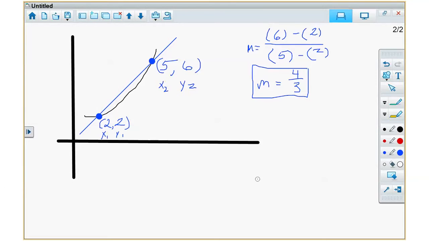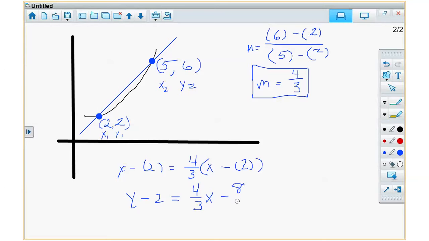Now, use your point slope equation. Y minus parentheses equals M times X minus parentheses. And since 2 and 2 is smallest, I'm going to use that. So that's going to be a 2 here and 2 here. So y minus 2 is equal to 4/3 x minus 8 what? Thirds.